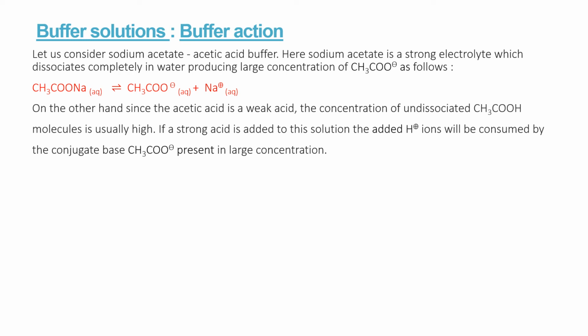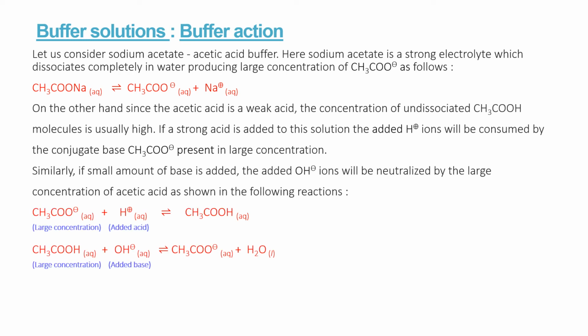That H+ ion will be consumed by your conjugate base, that is CH3COO-, which is present in a large concentration. Now next, what if you add a small amount of base, meaning instead of acid you add base? Now what happens? The added OH- ion will be neutralized by the large concentration of acetic acid.